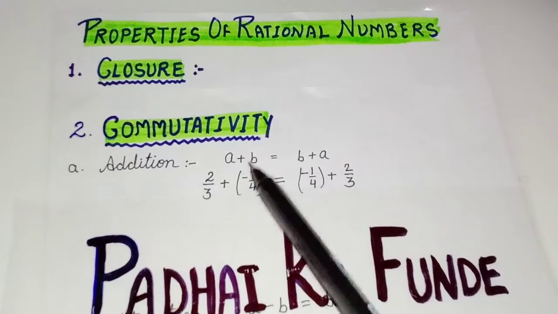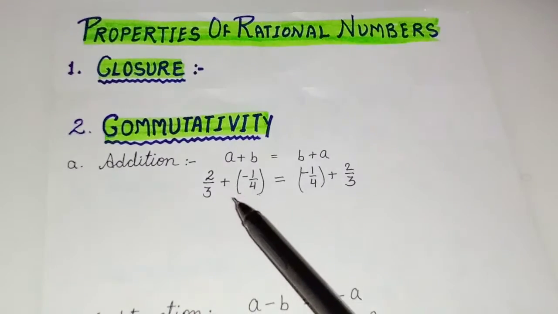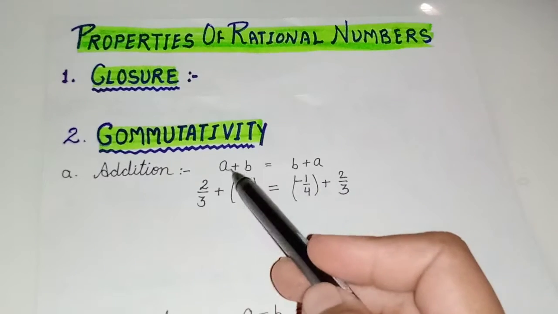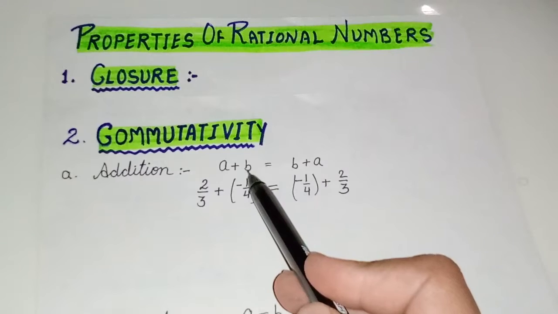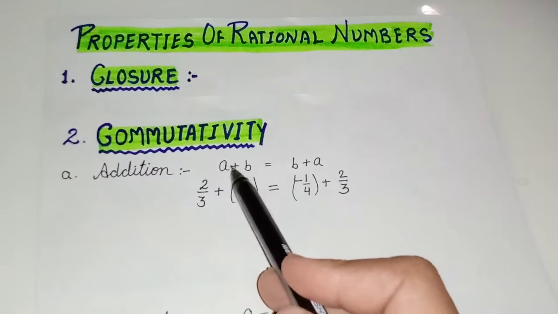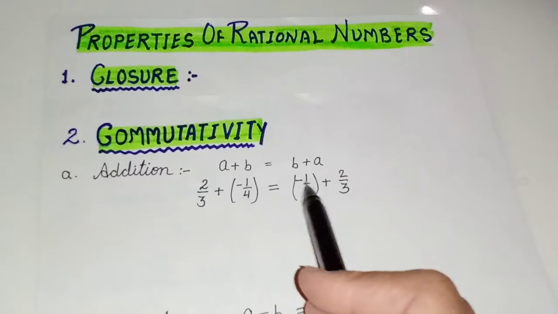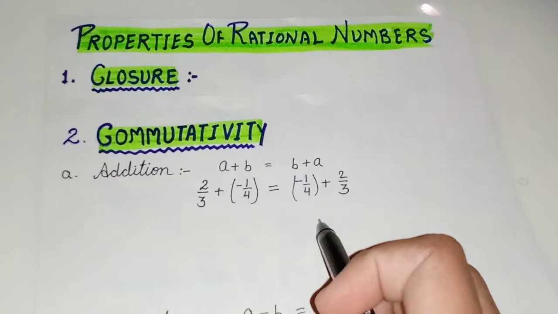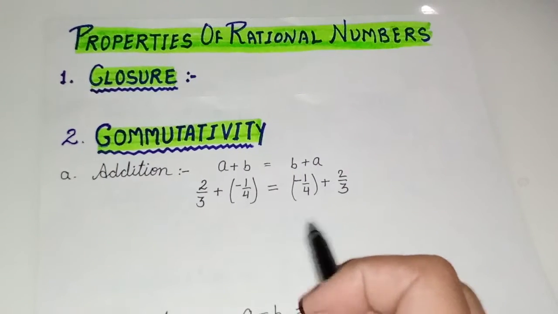So let us start. I have written two rational numbers here. Now I will add them in both the orders. Consider the first rational number is A and the second one is B. So here it is A plus B. Then I have changed the order, B plus A. We will solve it in both the cases and then we will compare their answers, whether we get the same answer in both the cases or different, right?